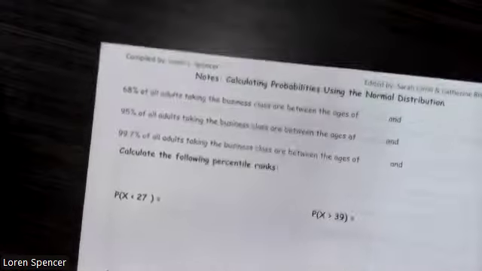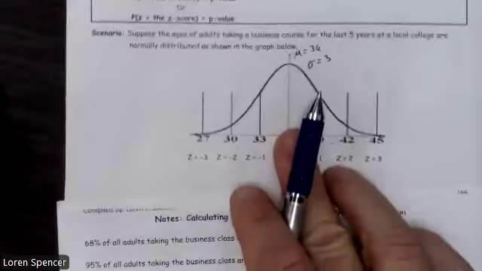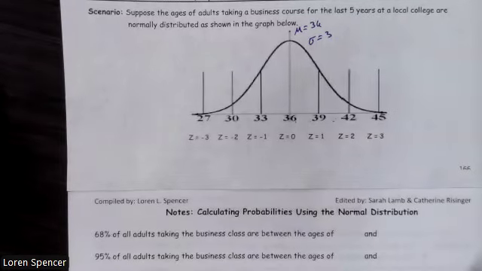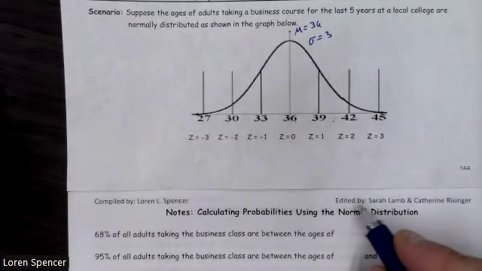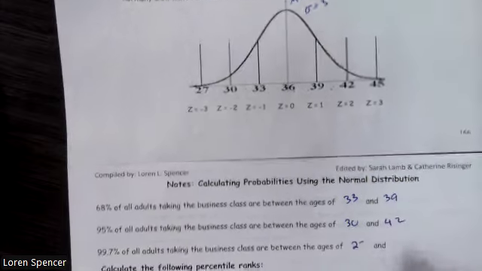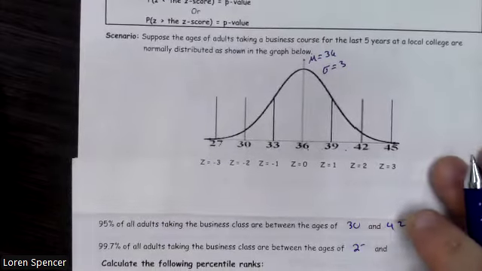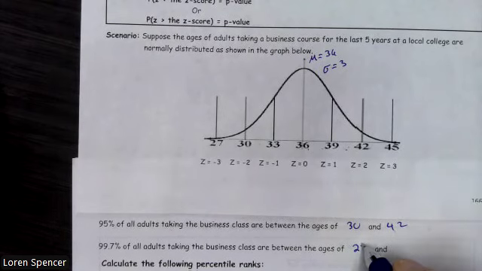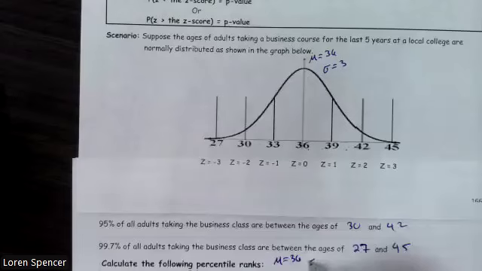So with that said, we can figure out this next part. It says 68% of the adults taking the business class are between plus or minus 1 standard deviation, 33 and 39. 95% are between 30 and 42. And 99.7% are between 27 and 45. And just to make a note, once again, our mean happens to be 36 and our standard deviation is 3.